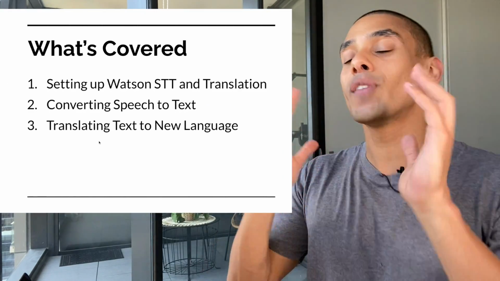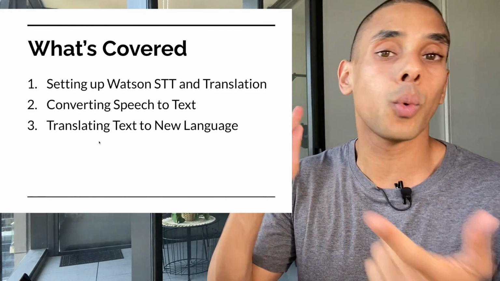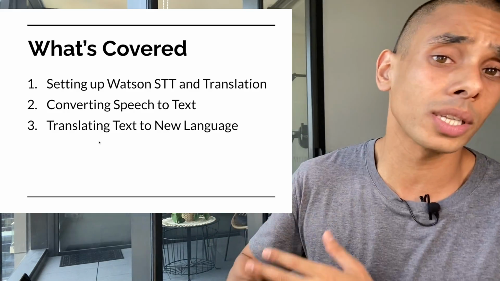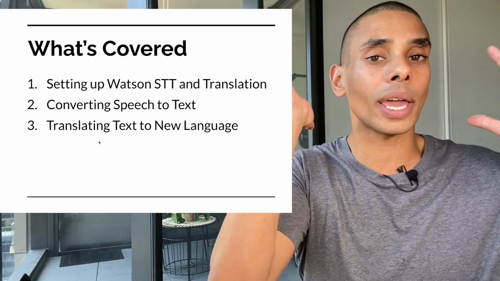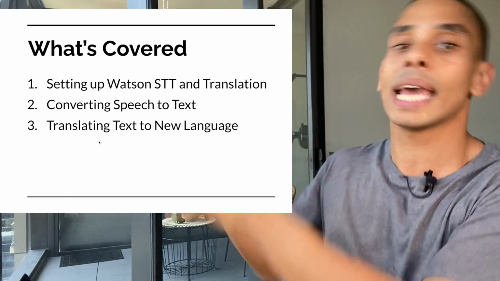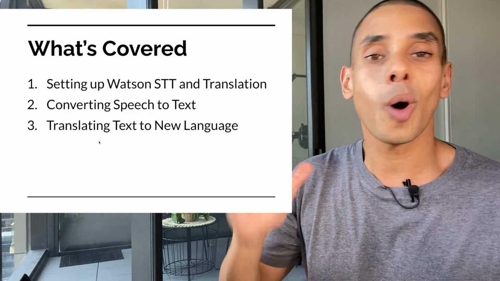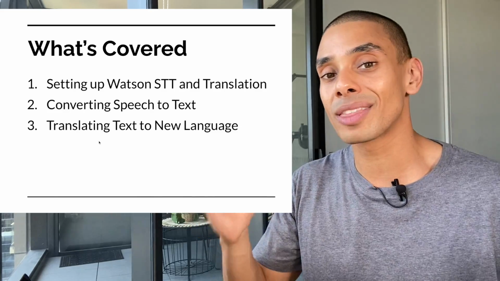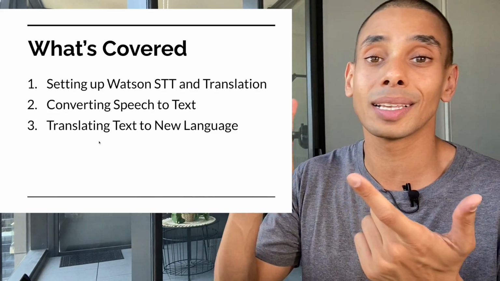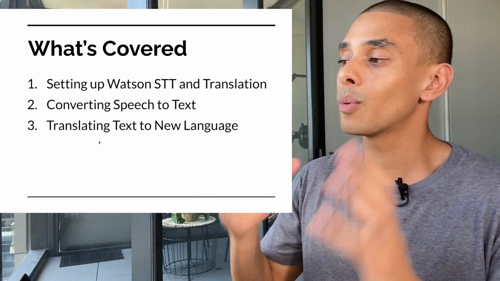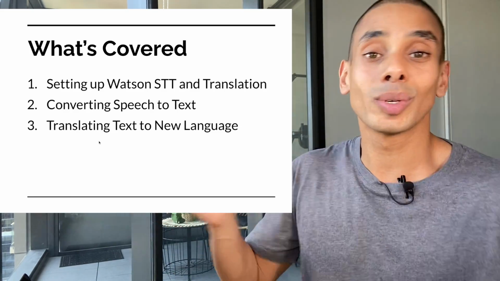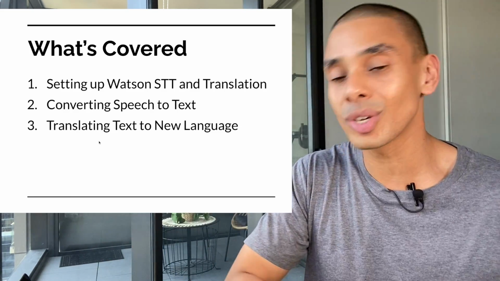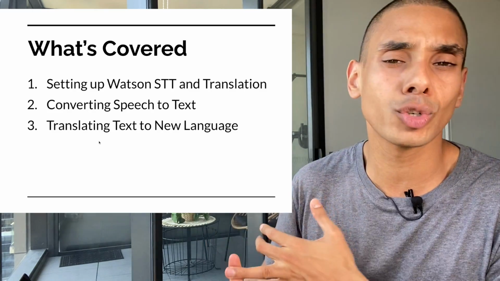So in this video, we're first going to start out by setting up the Watson Speech to Text service and the Watson Translator service. These are the two services that allow us to take speech in one language and convert it to text in a completely different language. We're then going to take an MP3 file, convert that speech into text, and then take that baseline text and convert it into a number of different languages. So we'll look at how we can convert English to Greek, Hindi, and even Chinese.